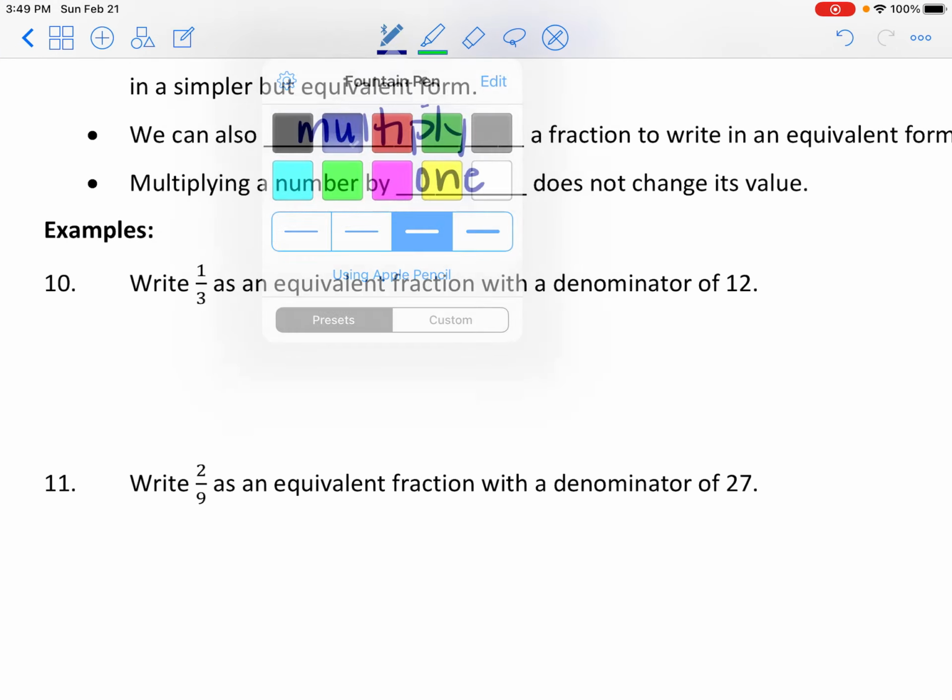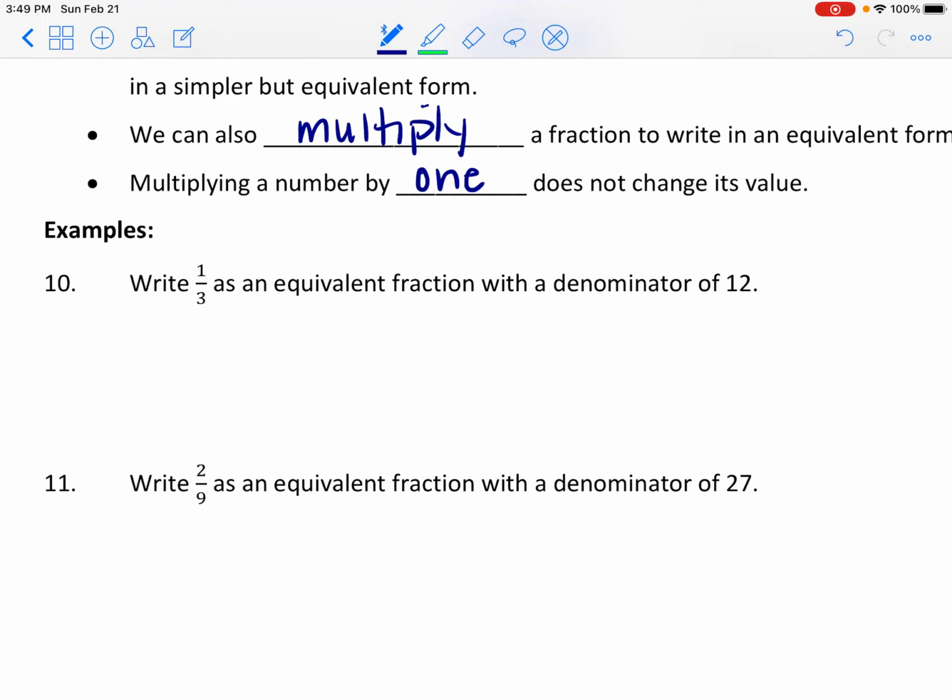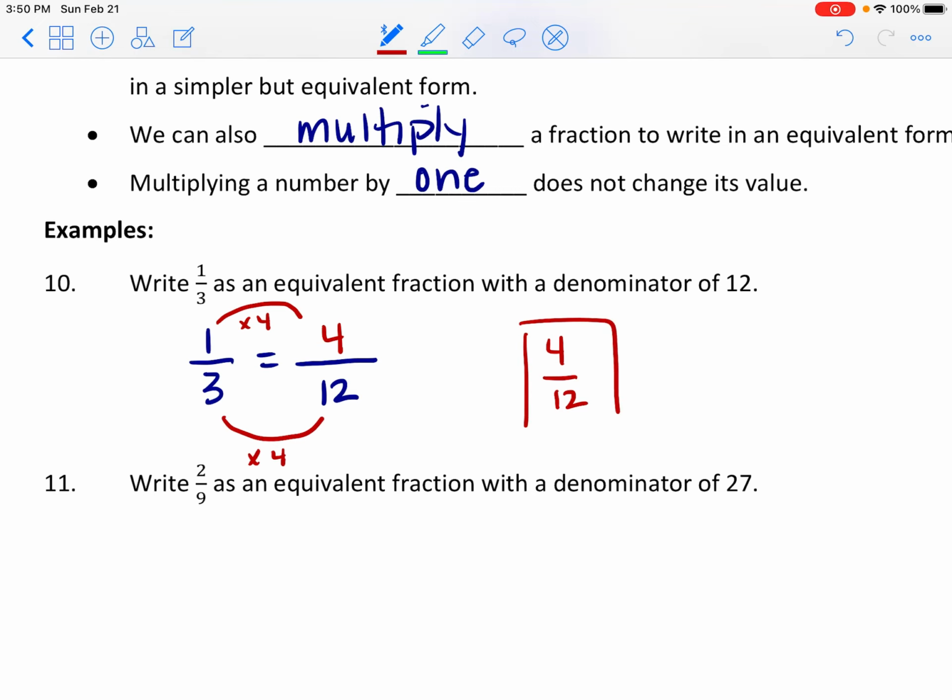If we're asked to write 1/3, which is in its simplest form, as an equivalent fraction with a denominator of 12, what do I have to do? Well, think about what we're doing to go from 3 to 12. To go from 3 to 12, I have to multiply by 4, so I want to do the same thing on the top. And what's 1 times 4? Well, that's going to be 4. So 1/3 is equivalent to 4/12. So 4/12 is my equivalent fraction.